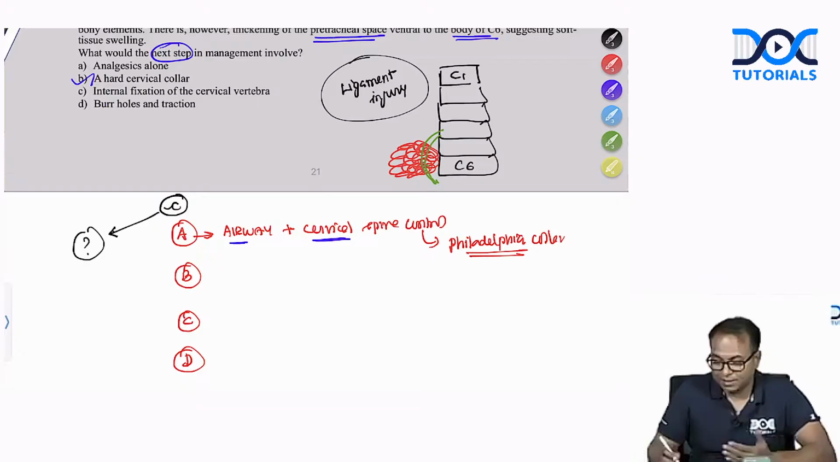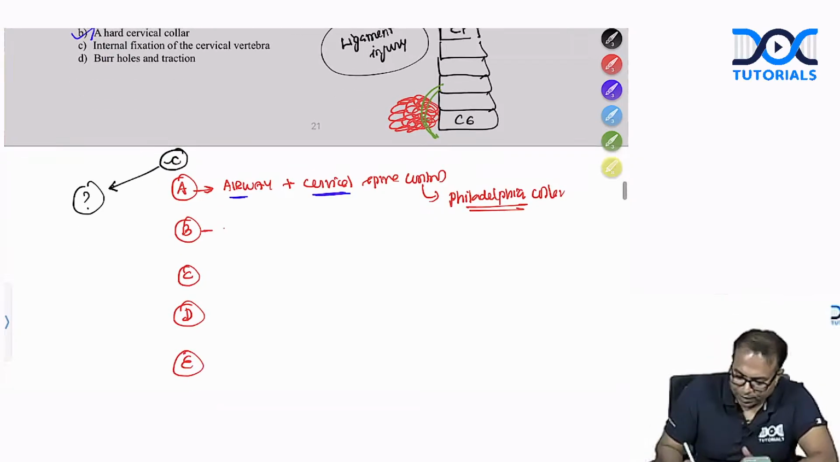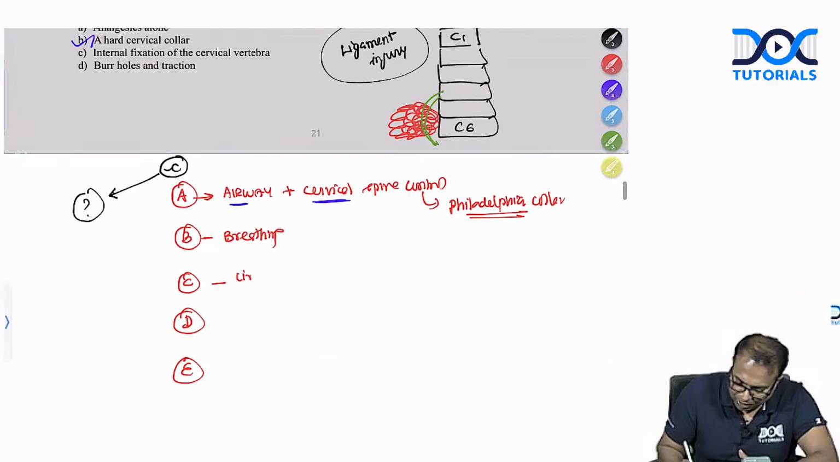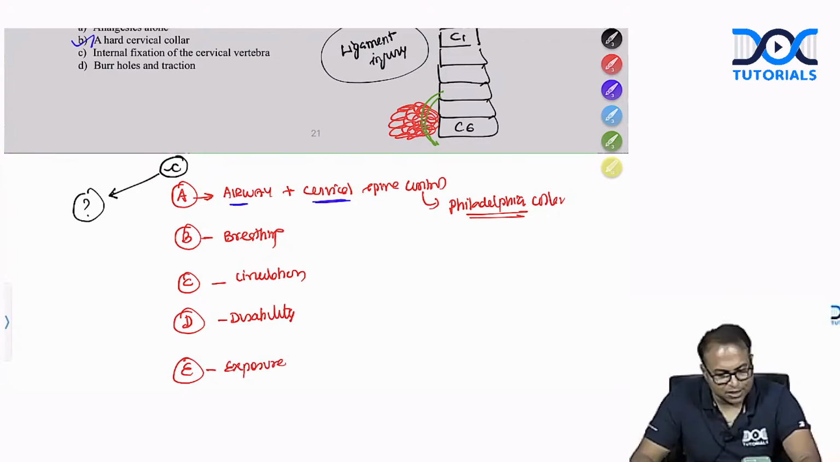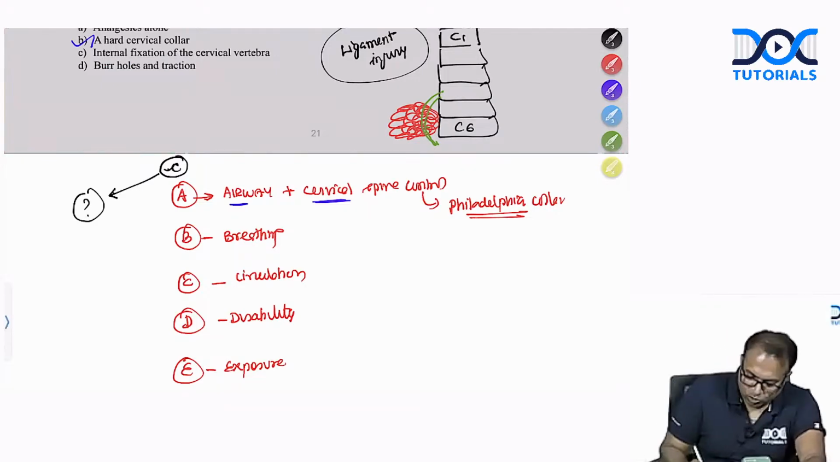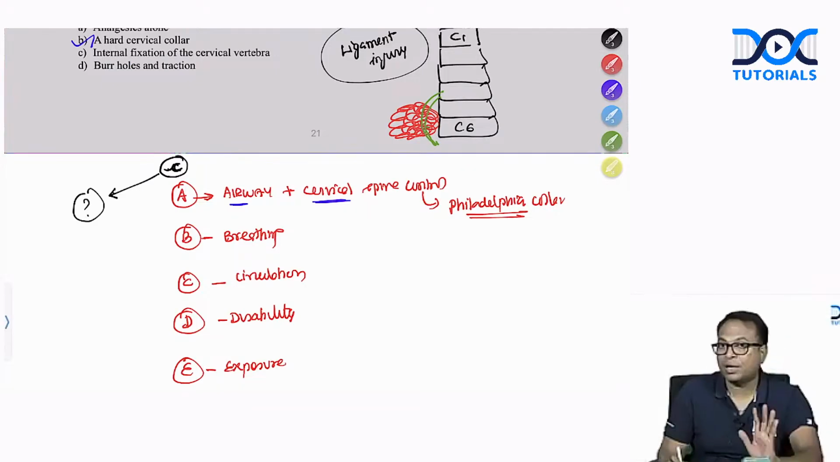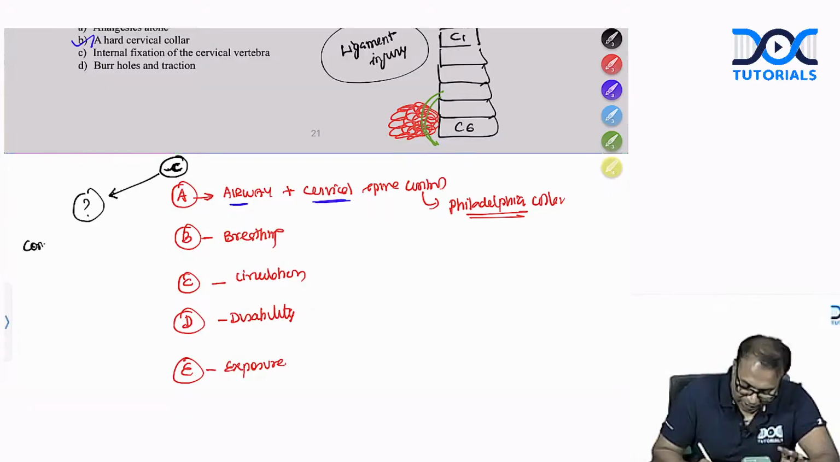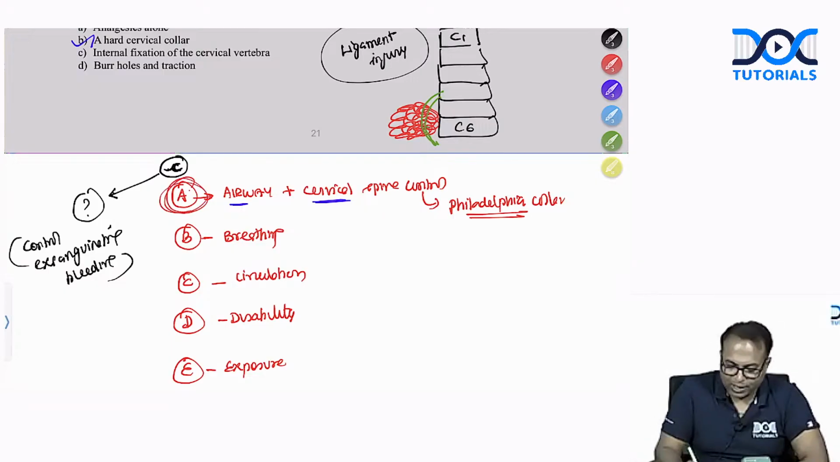Before A, B, C, D, E, there is a small c added now. Airway, breathing, circulation, disability, exposure. So now tell me, what does the small c stand for? Anybody? Most of the students, when this question was asked, wrote cervical spine control for small c. No, it is control of exsanguinating hemorrhage. It is control of exsanguinating bleeding. It is not cervical spine control. Cervical spine control comes in A only.